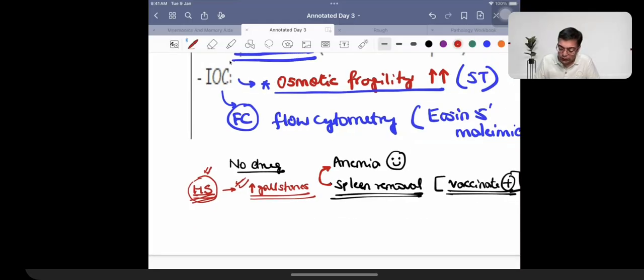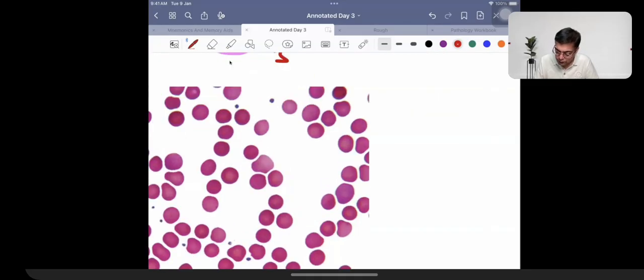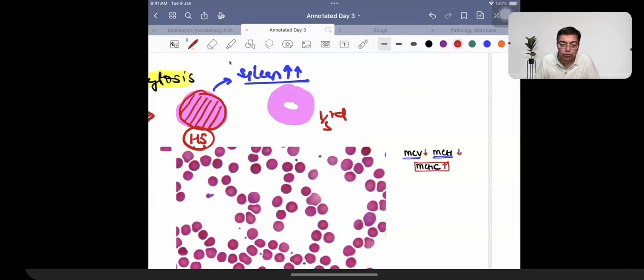Right? Another way of asking a question in the exam is with respect to the parameters. MCV, MCH, MCHC. This is an example of a condition in which you are going to be having an increase in MCHC. MCH is going to be less, MCV is going to be less. MCHC is going to increase. Cells are becoming spherical, so therefore they are going to be having this kind of a situation. Right? So this is about hereditary spherocytosis, diagnosed with the help of flow cytometry.